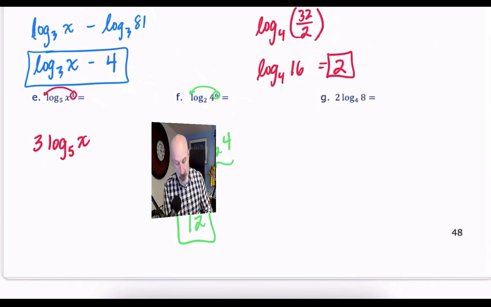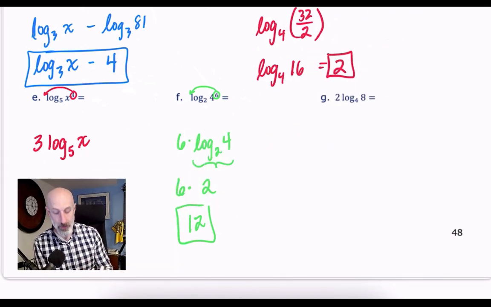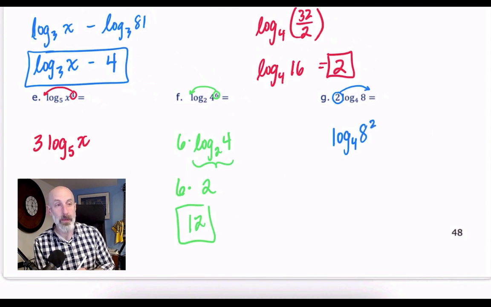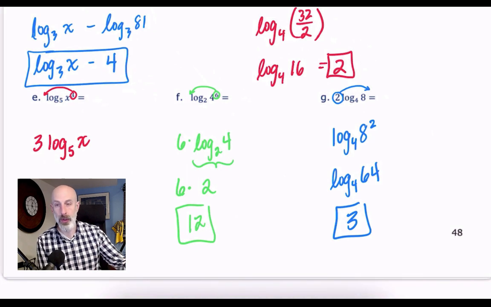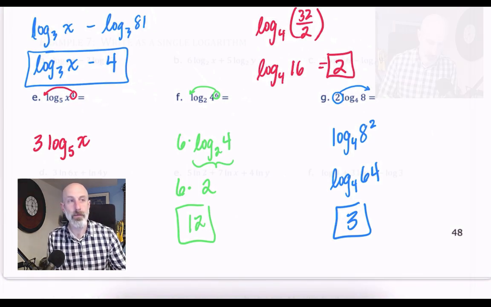Similarly, we can do this process in reverse. In example G, I have no idea what log base 4 of 8 is, but if I take this 2 and now go in reverse, make it log base 4 of 8 squared, well, then I can simplify 8 squared to be 64, and then log base 4 of 64 is 3. 4 to the 3rd power is 64.